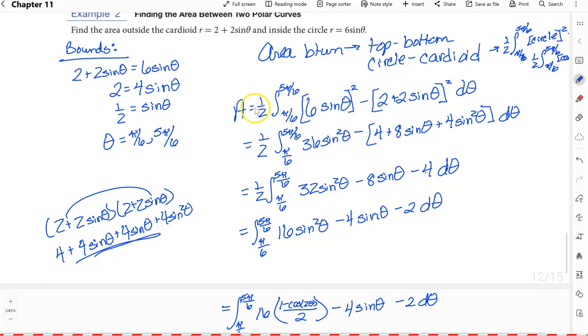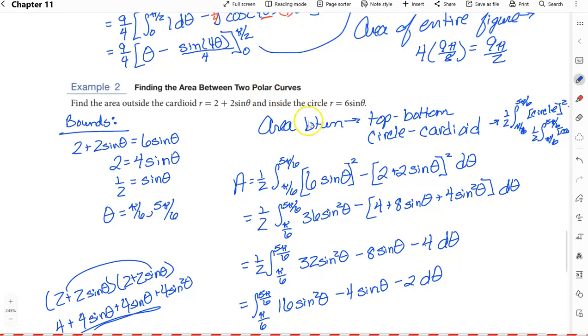So before we were looking at the area equals 1/2 times the integral of the circle squared minus 1/2 the integral of the cardioid squared. So the circle is 6 sine of theta. The cardioid is 2 plus 2 sine of theta. So I'm going to put that together in one integral.